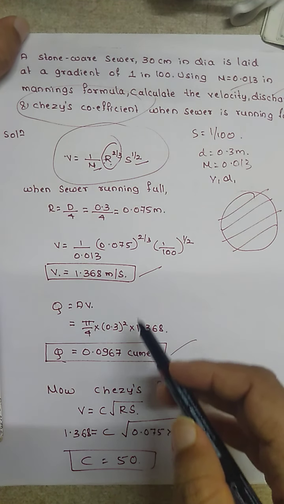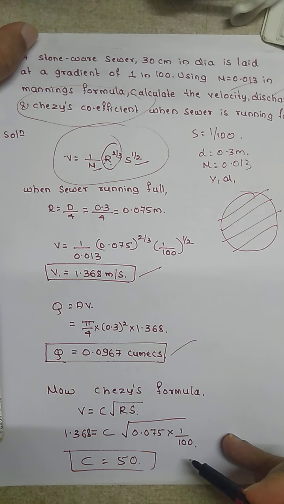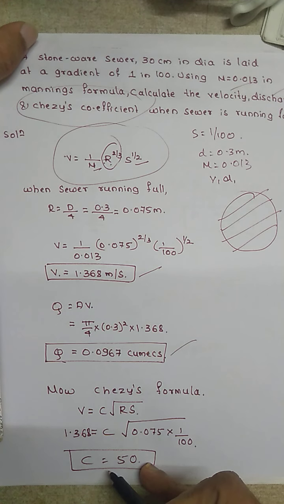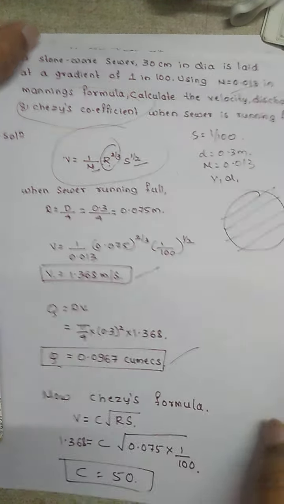R you already know it. What is the value of R? It is 0.075. Yes, you already know it. That is 1 by 100. So C you can easily calculate by using the Chezy's formula. Okay. So these are 3 problems you have solved.